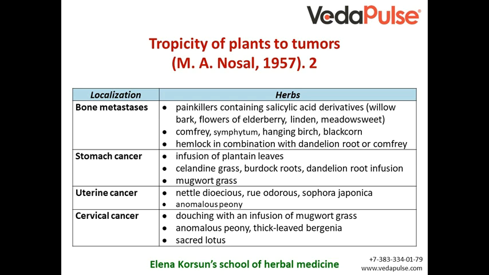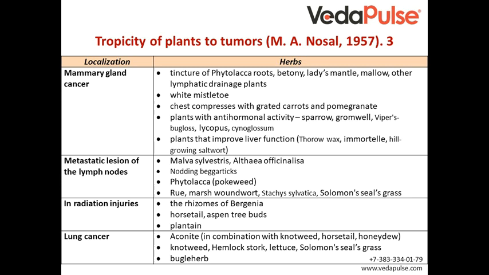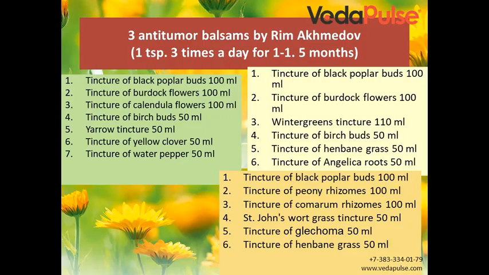And also the continuation, plants for mammary gland cancer, metastatic lesion of lymph nodes, radiation injuries, lung cancer. And also we're fond of the so-called inheritance provided to us by the Bashkir herbal therapist Rim Ahmedov. He already died, and now his daughter and his son-in-law continue his work. They re-edited his book, Confession, dedicated to the long years of experience of working with different types of cancer: lung cancer, prostate cancer, breast cancer, and so on.